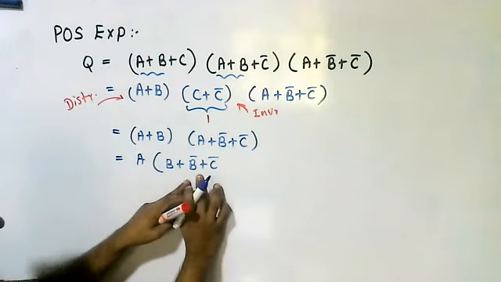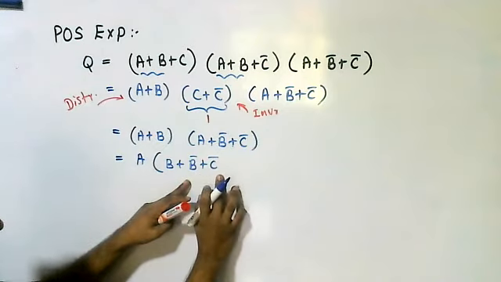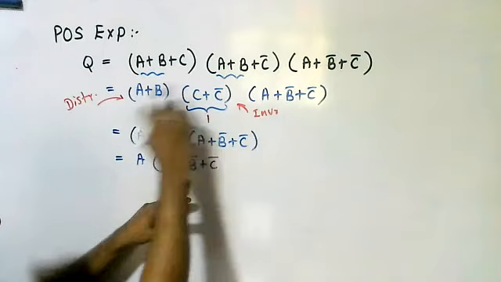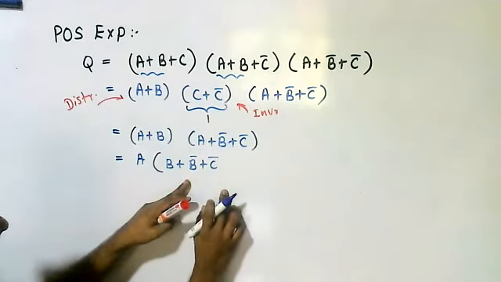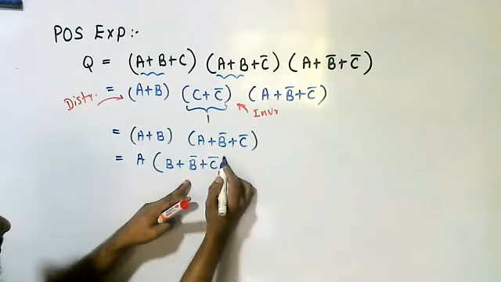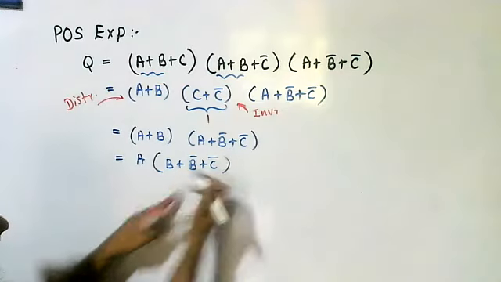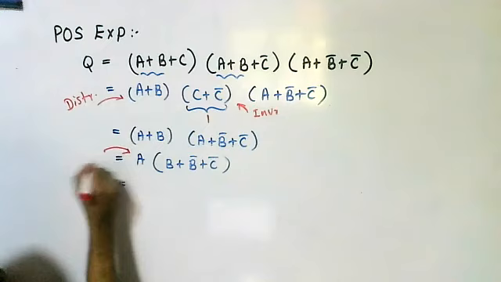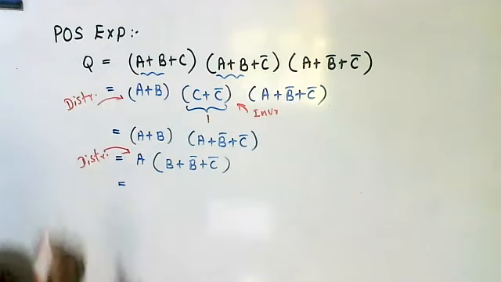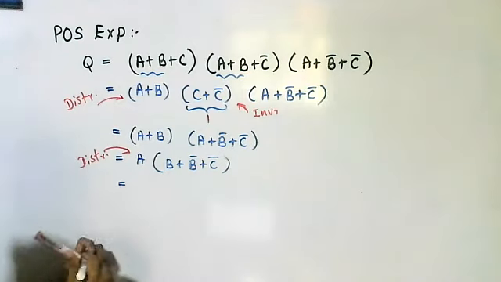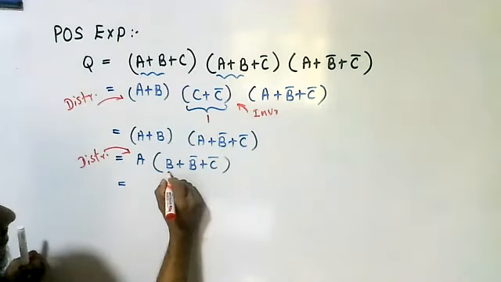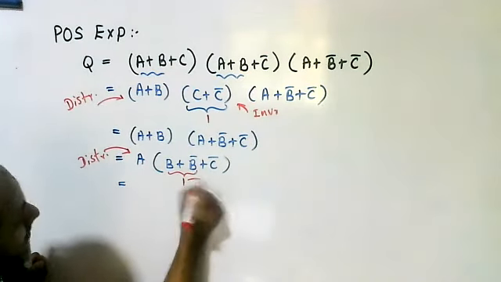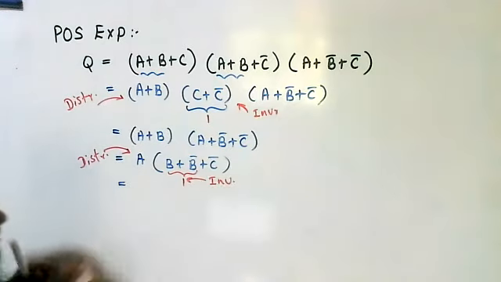AB bar, AC bar. There are two ways; we can even multiply and get the result, and by using this way it is also possible. Here we use the distributive law. And here B plus B bar is there, so B plus B bar is equal to 1 according to the inverse law.